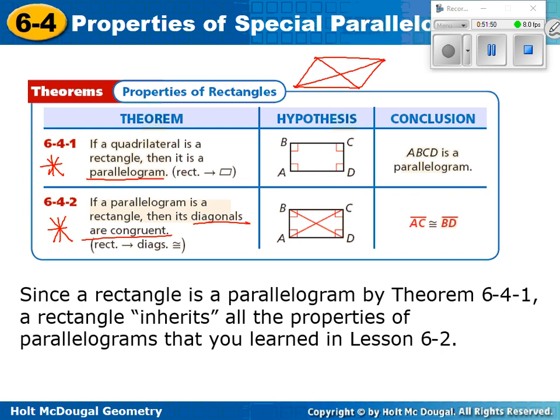And that's it. That's the rectangle. It's basically just a parallelogram that has 2 extra properties. It's got 4 right angles and congruent diagonals. Are we okay? I'm going to give you a lot of information, so I want to make sure it's all making sense before we go too far. Okay, the next shape we're going to look at is the rhombus.